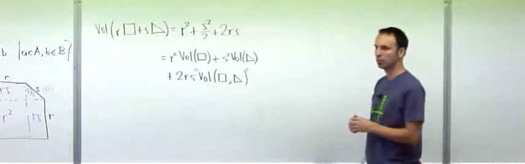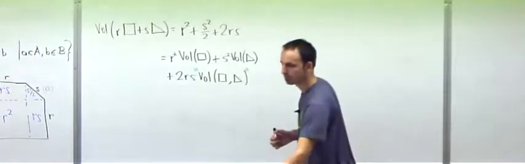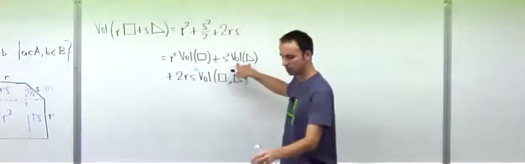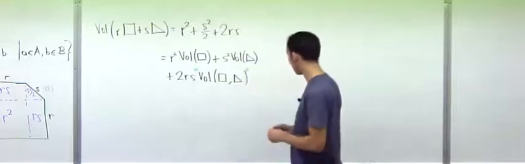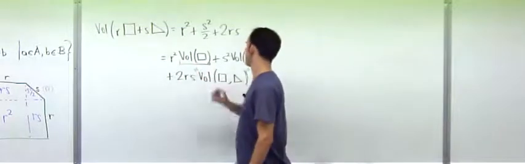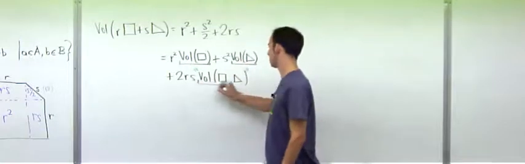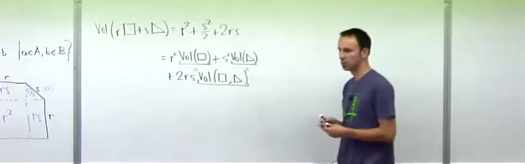Okay? Question? So 2RS is the mixed volume? No, the mixed volume is so this is the first volume, this is the second volume without the R's. So this is the first volume, this is the second volume, and then this is what I'm calling the mixed volume. Okay?